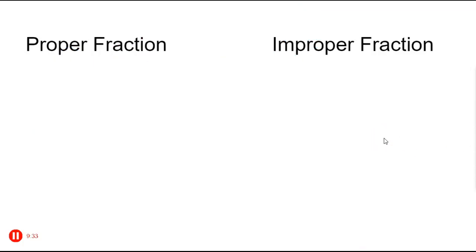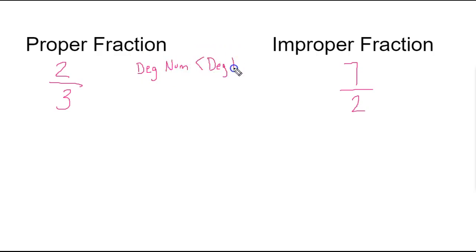Next, we want to talk about proper and improper fractions. If you go back to your elementary school days, remember proper fractions were of the form where the numerator was smaller than the denominator. An improper fraction was if the numerator was greater than the denominator. And with functions, it's not much different. It's just that instead of talking about the value of the numbers themselves, we talk about the degree. So in a proper fraction, the degree of the numerator is less than the degree of the denominator. And in an improper fraction, the degree of the numerator is greater than the degree of the denominator.